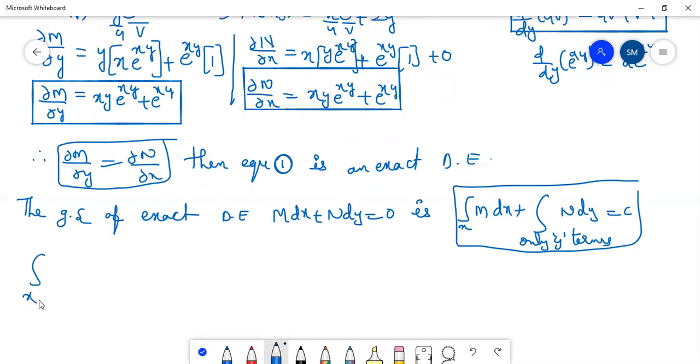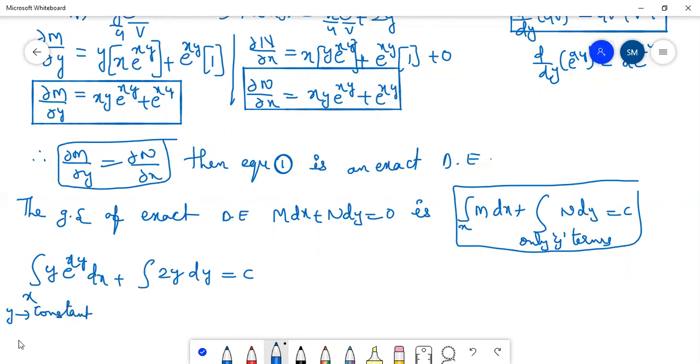Here, integral over x, the M function is y e raised to xy dx plus only the y terms. Only y terms means that x e power xy is a combination of x and y, so the y term is 2y only. 2y into 2 dy equal to c. Here, in this integral over x, y is treated as a constant.